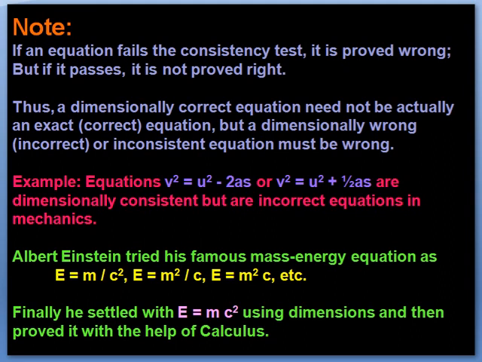Albert Einstein tried his famous mass energy equivalence as E equals m upon c square, E equals m square upon c, and E equals m square c, etc. Finally, he settled with E equals mc square. That is the very versatile equation called the mass energy equation proposed by Albert Einstein using dimensions, and they proved it with the help of calculus.